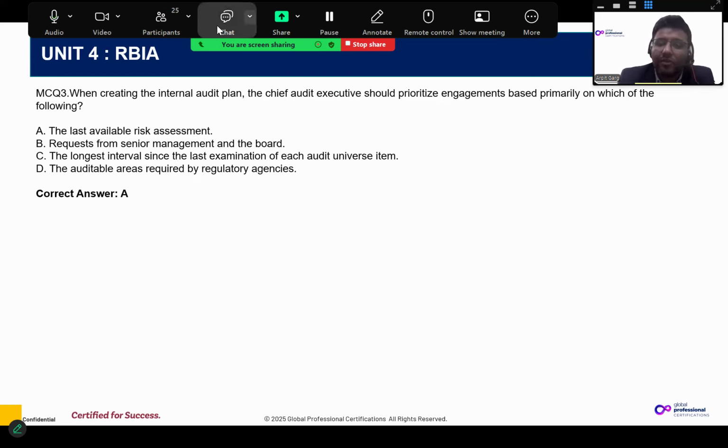Now, a lot of you who have answered B, you all need to understand what we learned. People, what did we learn? Internal audit engagements are based on what? It is based on the risk assessment. Within that risk assessment, you can always consider that these are regulatory requirements, these are inputs from senior management and the board, but ultimately it should be based on the risk assessment. Is that clear now? Is that clear, everyone? Yes or no? Yes. Everyone, please take a note.